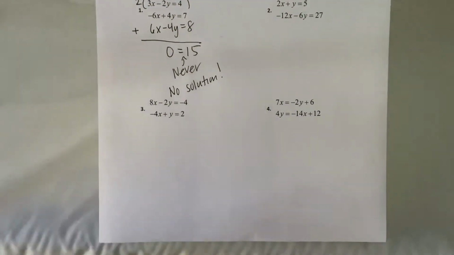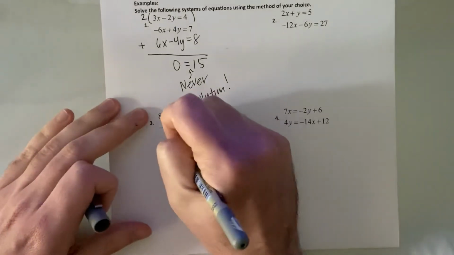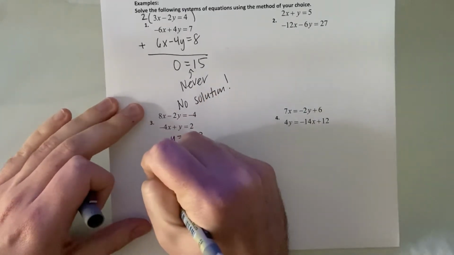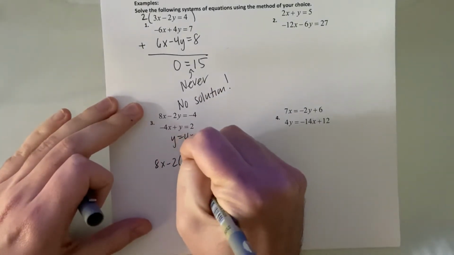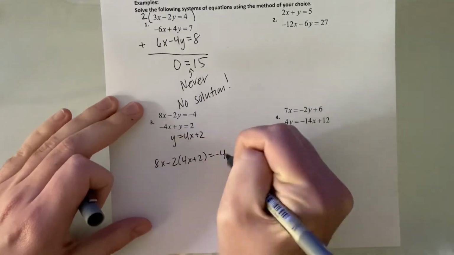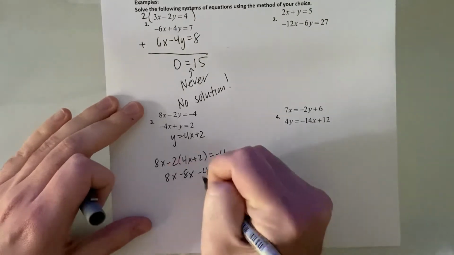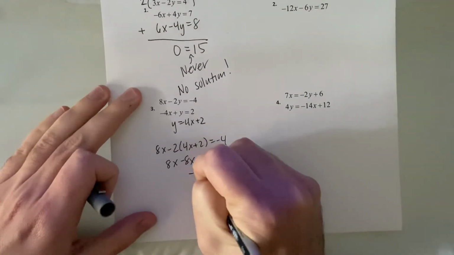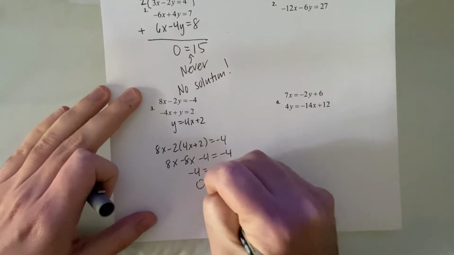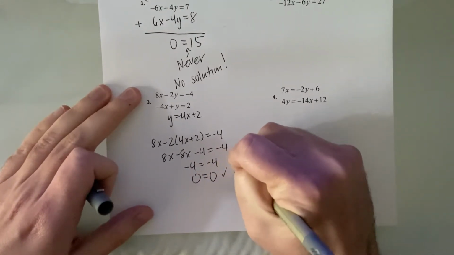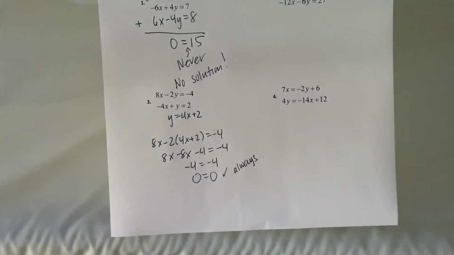But let's look at number 3, and we'll do this one by substitution. I get y equals 4x plus 2. When I substitute it in, I get 8x minus 2 times 4x plus 2 equals negative 4. It's 8x minus 4 equals negative 4. The x's cancel, and we end up with negative 4 equals negative 4, or 0 equals 0. Now, when is that true? This is always true. Now again, this doesn't mean that any x and y is on the line. It just means I have to be somewhere on this line.